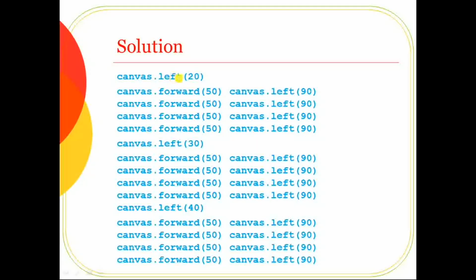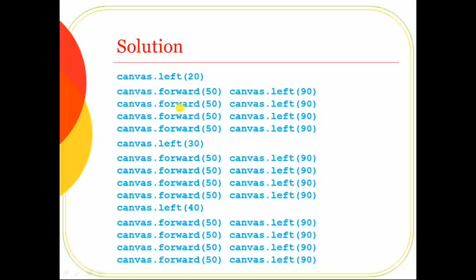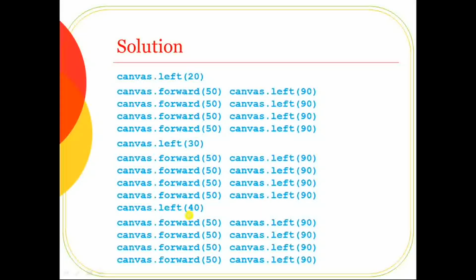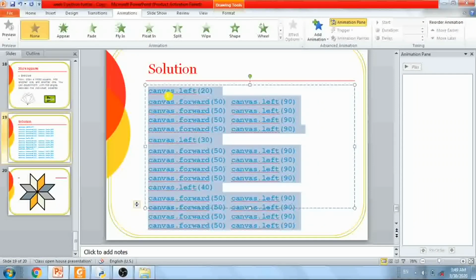Firstly, when you start drawing, here I have given a degree of 20. You should turn left for 20 degrees, and then you can go forward and turn left for 90 degrees because this is a square. Like this, you can draw the first square. And then after drawing the first square, you should again turn left for 30 degrees, and then you will draw the second square. Like this, you can draw the third square also. The interval between them is 10 degrees. Let me just copy this code.